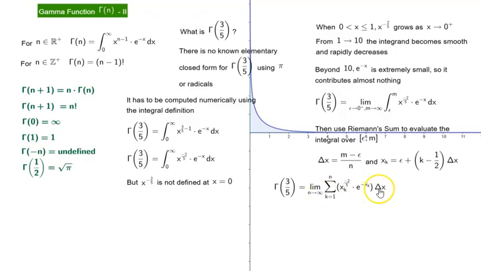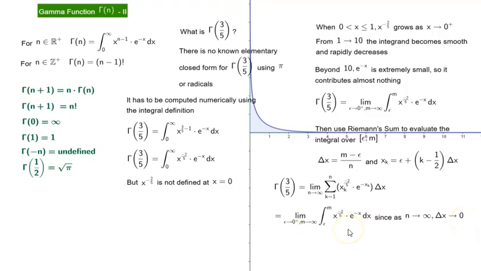Now, as n goes to infinity, what happens to delta x? It goes to 0 because the width gets smaller and smaller. As we go to infinity, it becomes 0. So the Riemann sum becomes equal to the limit as epsilon goes to 0 from the positive side and m goes to infinity of the integral from epsilon to m of x to the power of minus 2/5 times e to the power of minus x dx, since as n goes to infinity, delta x goes to 0.